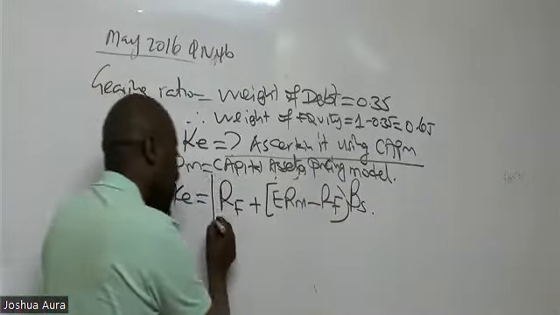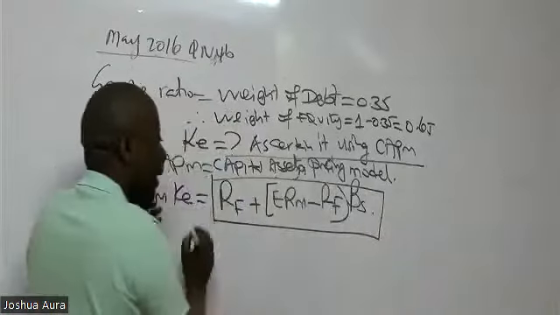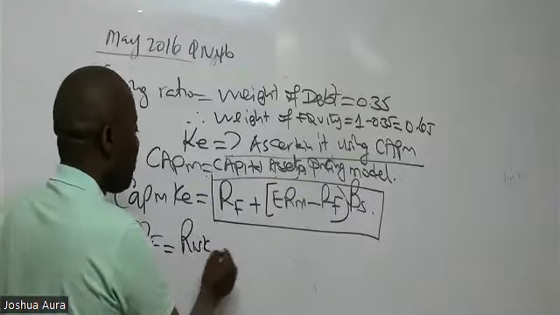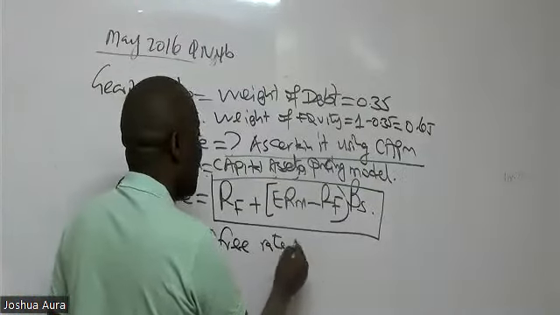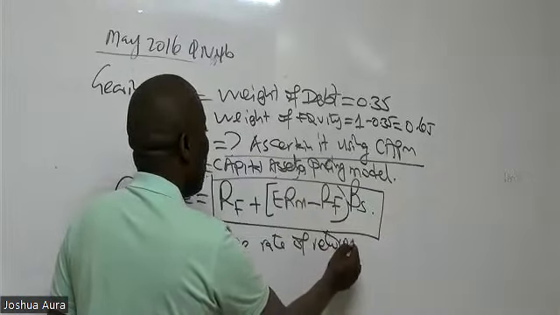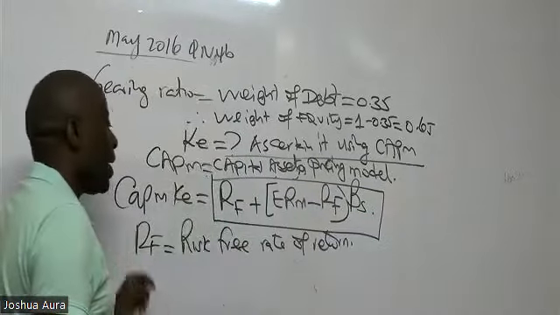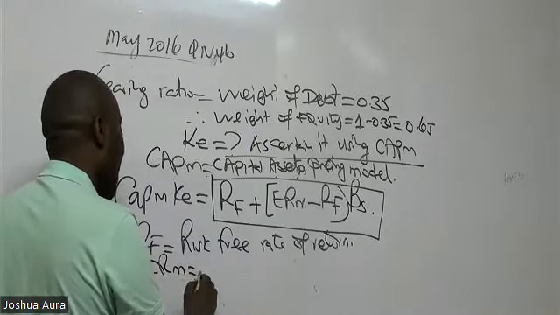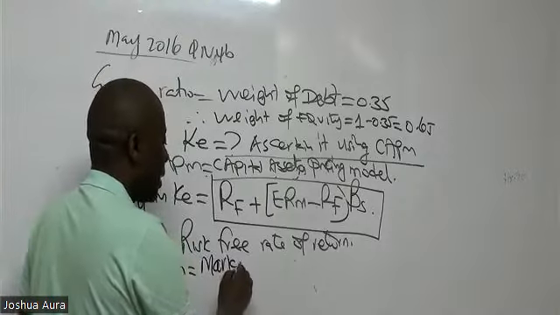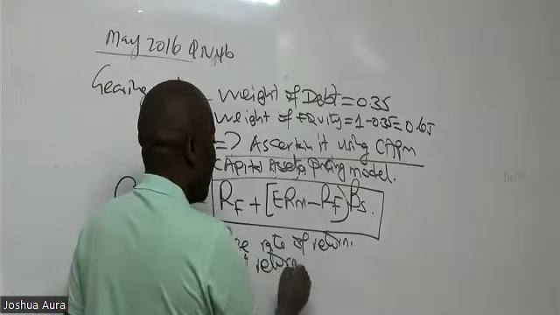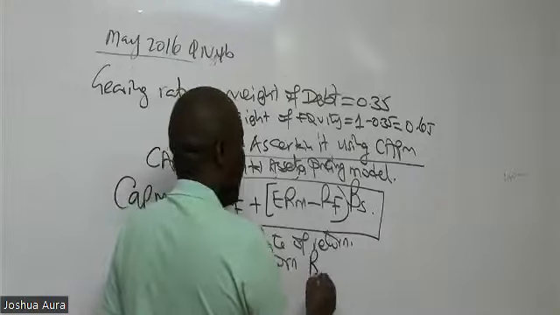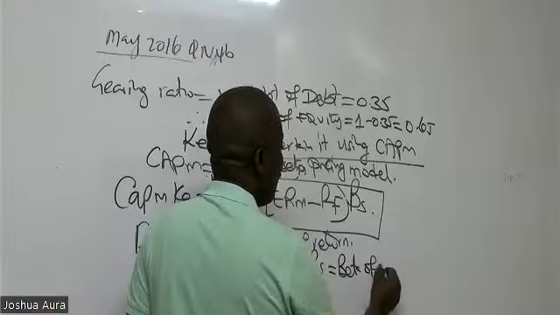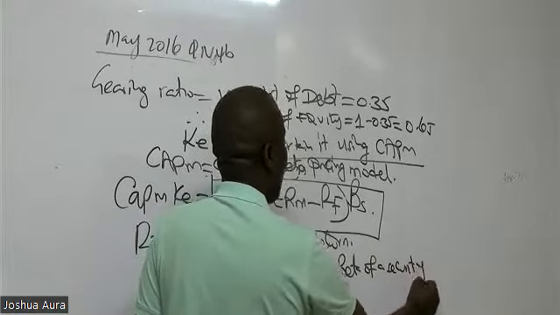For now, what I would want you to do is to cram this. Please go there and highlight this. RF is the risk-free rate of return. And then we have ERM, which is the market return. Just call it market return. And then we have BS, which is the beta of a security.